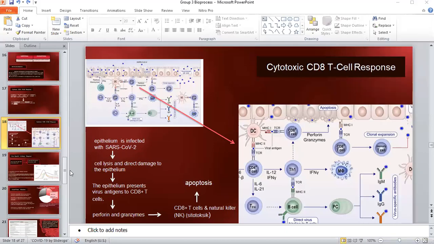So based on this picture, actually, what type of virus is SARS-CoV-2? Previously, last week, we talked about there are two types of virus, right? Cytopathic and non-cytopathic virus. So what about SARS-CoV-2? Is it cytopathic or non-cytopathic? What's the difference between cytopathic and non-cytopathic virus? Last week we talked about it.